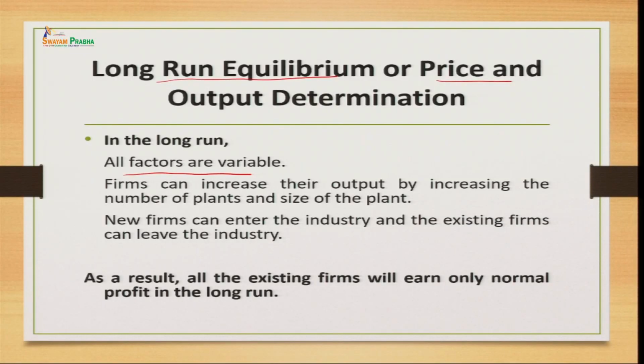And secondly, the firm can increase its output by increasing the number of plants and the size of the plant, because earlier in the short run we kept these as a fixed input, we were not able to increase the size of the plant or the number of plants because they were considered to be a fixed input in the short run.